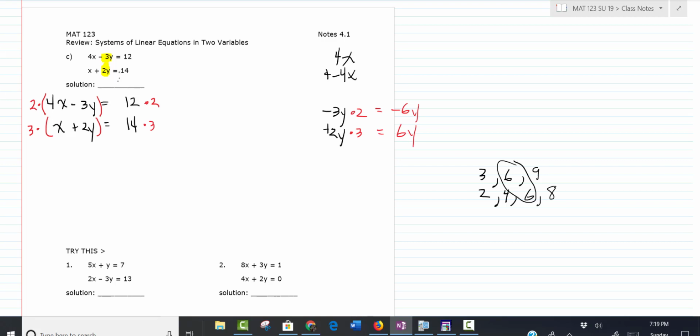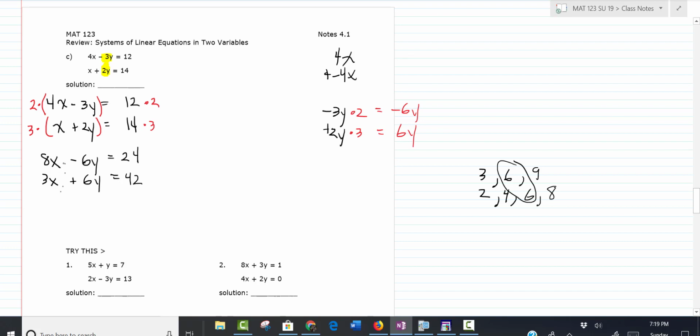Okay, so here's how we do this then. You do this in your head. Distribute: 2 times 4 is going to give 8x. 2 times negative 3y is negative 6y. 12 times 2 is 24. Okay, do the second equation. 3 times x is 3x. 3 times 2y is 6y. And then 14 times 3 is 42. Okay, so we're ready to do that.